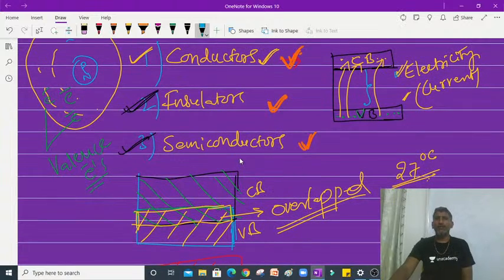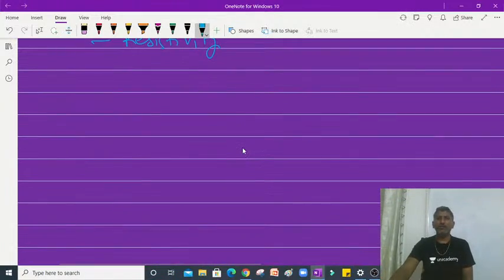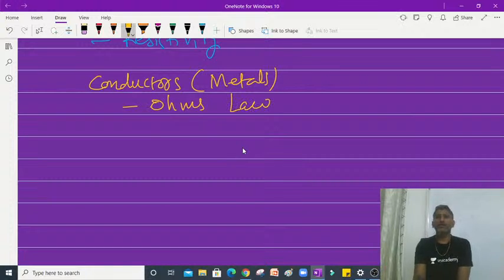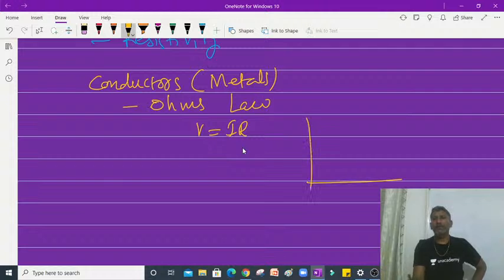Now you see what is more about conductors and semiconductors. I can give one differentiation between these two. Conductors are nothing but all the metals. In these metals, Ohm's law is obeyed. Ohm's law means V equals IR. Suppose voltage is shown here and current is shown here, so the graph comes as a straight line. I by V means 1 by R, and the slope becomes delta I by delta V.